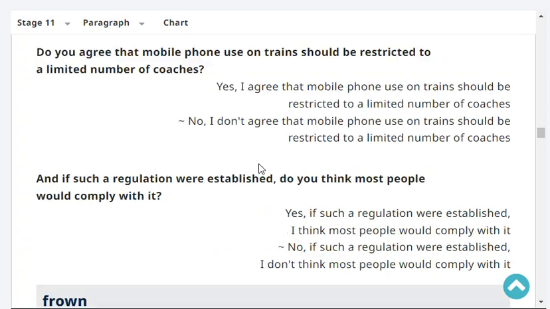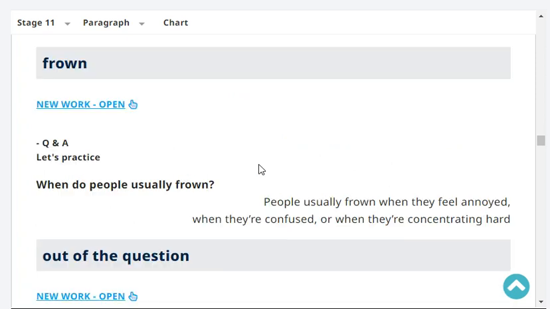Right, and if such a regulation were established, do you think most people would comply with it? Yes or no? Yes, if such a regulation were established, I think most people would comply with it. Very good.